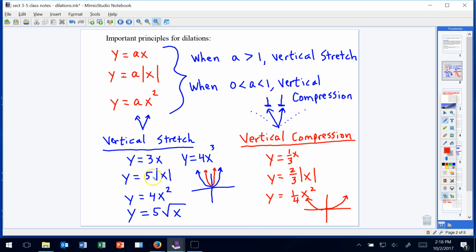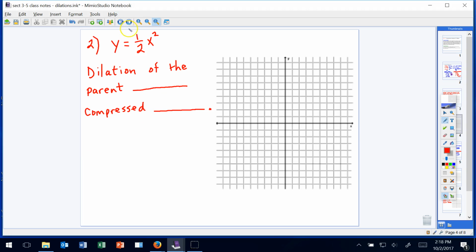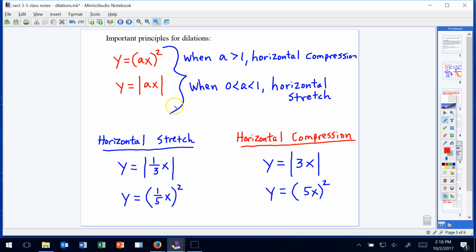It's just that greater than 1 means stretch. Between 0 and 1 means compression. When it comes to horizontal stretch, or compression, we're moving that number inside. Okay, so now notice the scenario when we have horizontal compression.